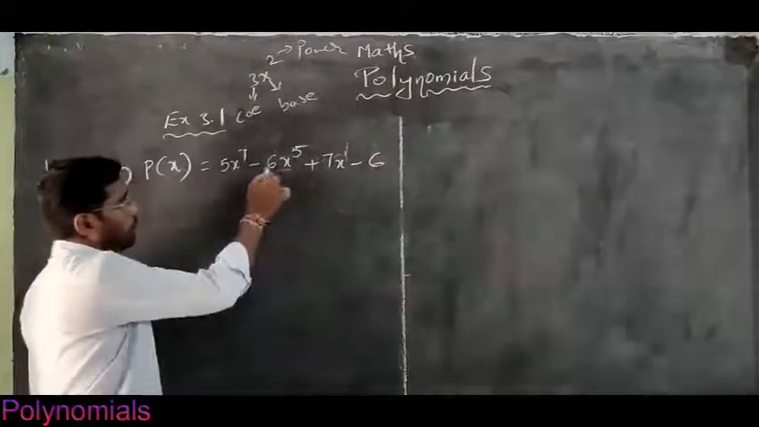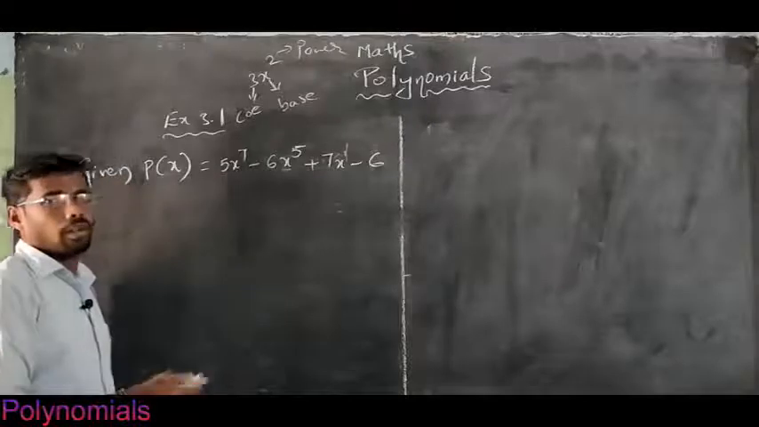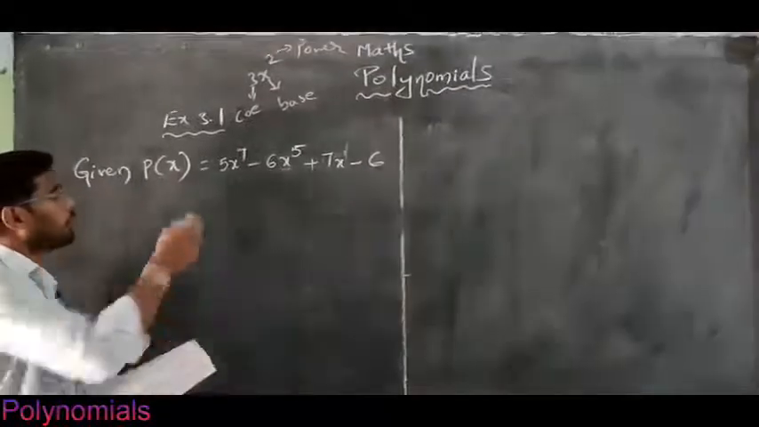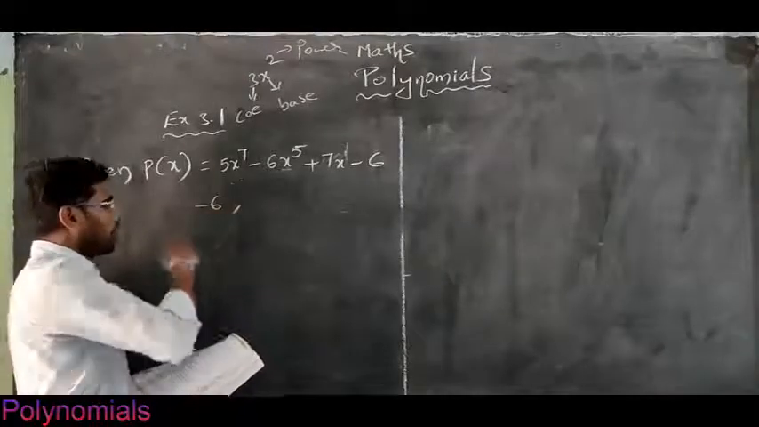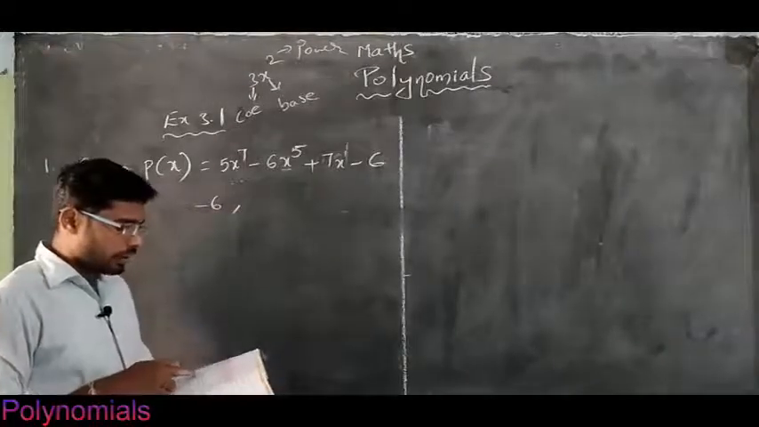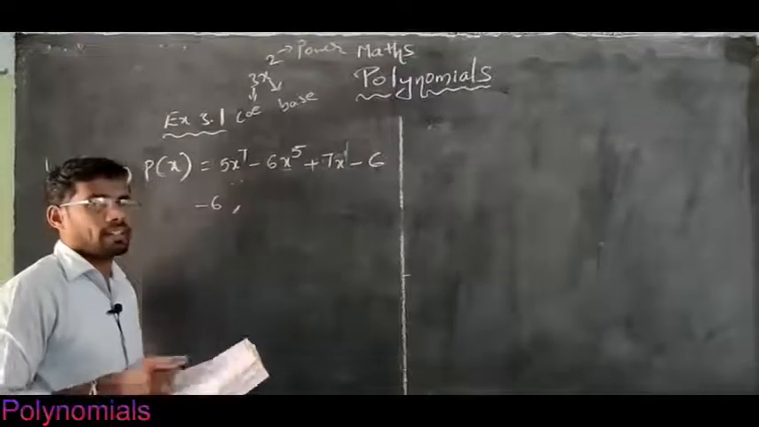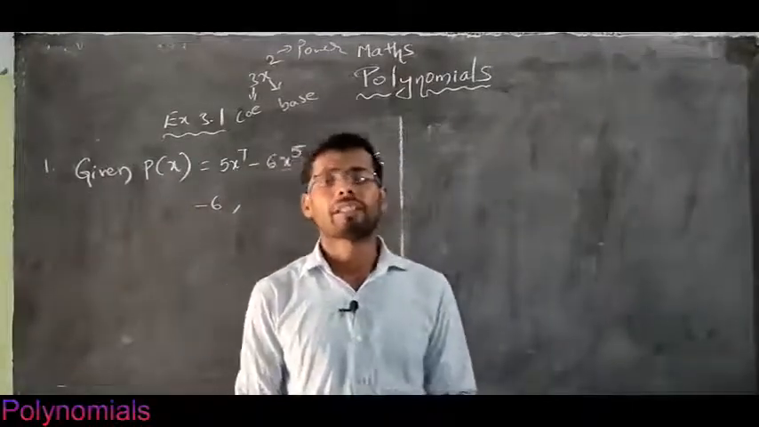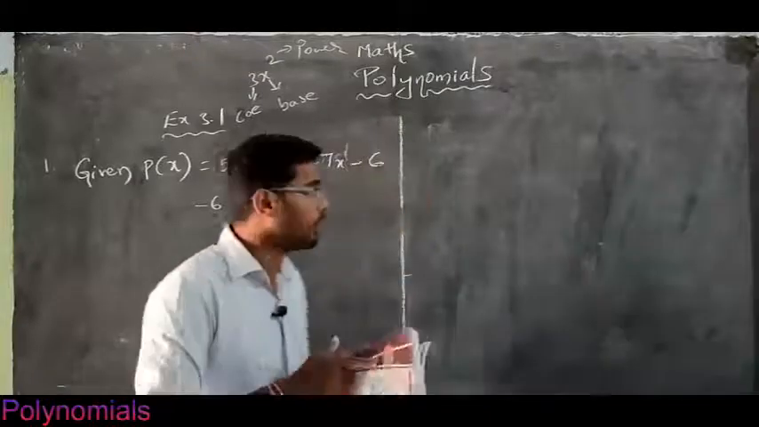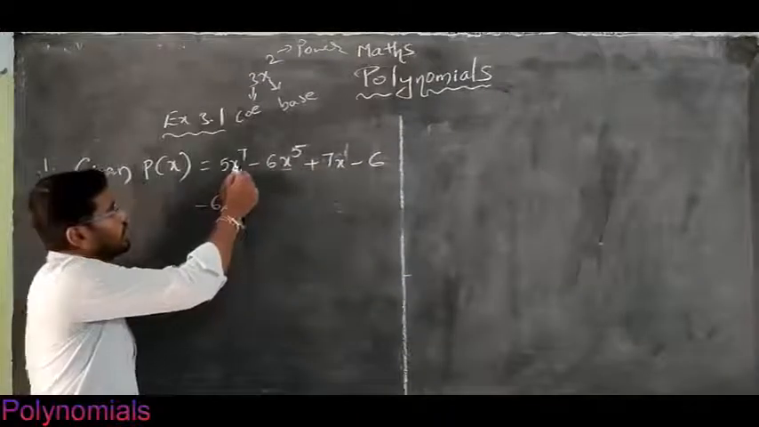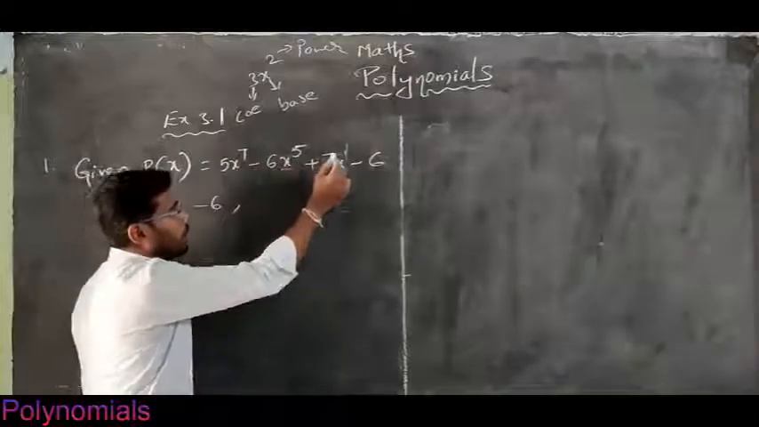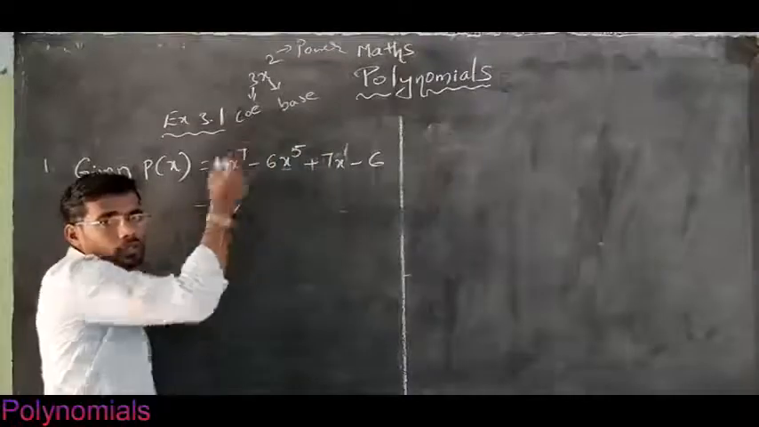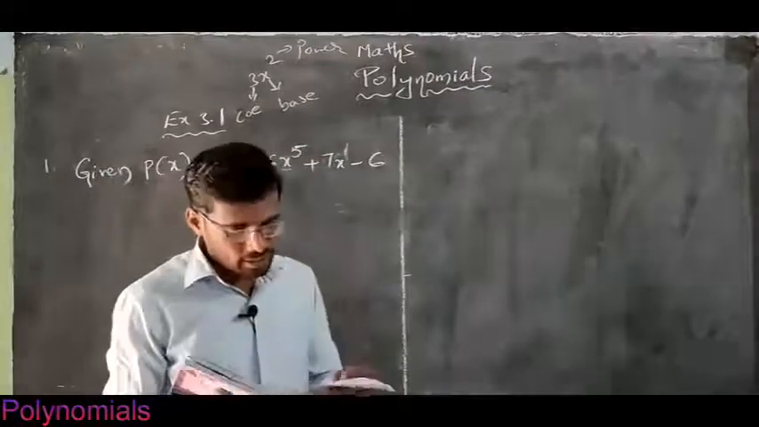Before x to the power of 5, what is there? Minus 6. So the coefficient of x to the power of 5 is minus 6. Next, the second one: what is the degree of p of x? Already I told you, degree means the variable's highest power in a polynomial. Let us check the highest power. Here x power is 7, here 5, here 1. The highest power is 7, so the degree of that polynomial is 7.